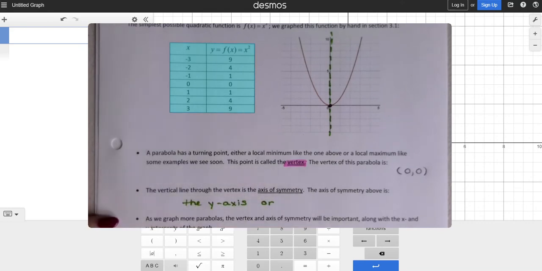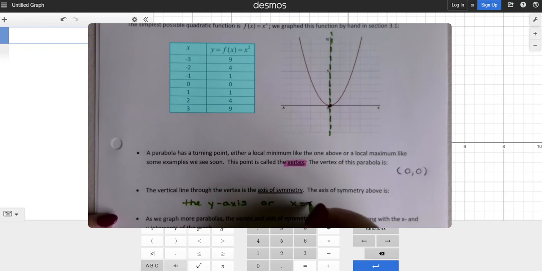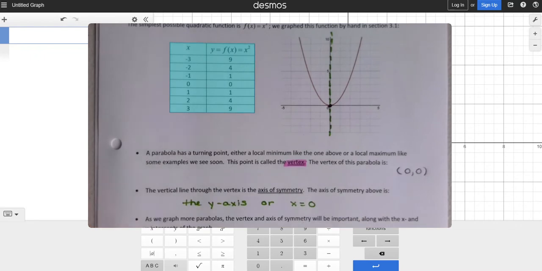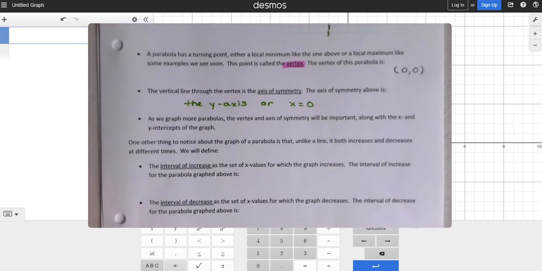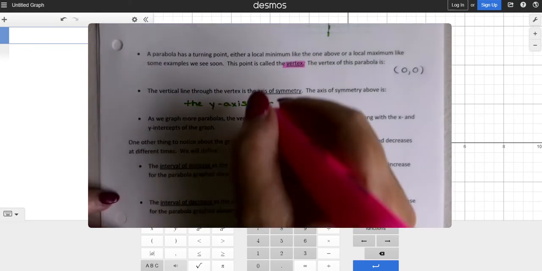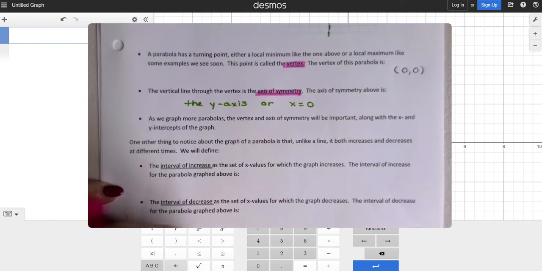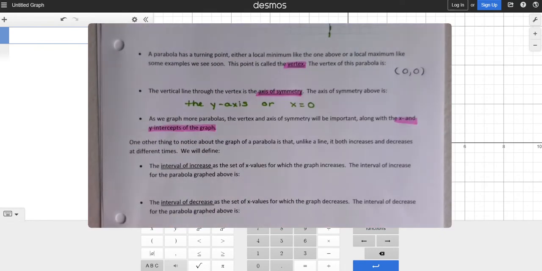Or if you remember, vertical line, all the x values are the same. So the equation in this case could be x equals 0. X is 0 along that entire line. All right, as we graph more parabolas, we'll make sure we always locate the vertex and the axis of symmetry. And then the other thing that's going to be important is the x and y intercepts. So the vertex, axis of symmetry, and then x and y intercepts are going to be the things that I'm going to try and make sure we have right in order to draw a reasonably good sketch of any parabola.